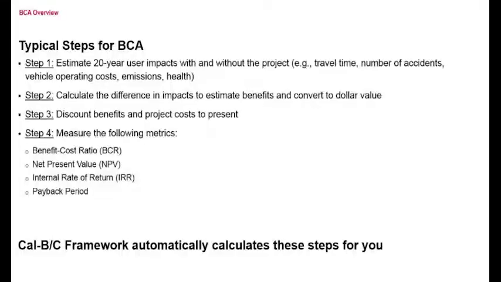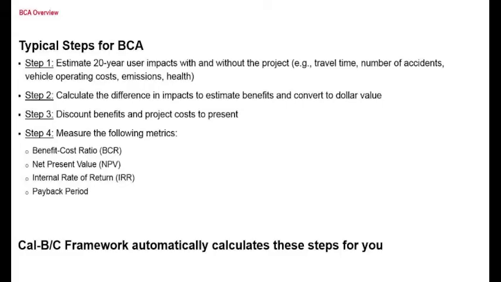The typical steps to conduct a benefit cost analysis: basically, you want to look at a length of time or a horizon. With CalBC, it looks at a 20-year horizon. And you want to compare your build versus your no-build scenarios. Step two is to calculate the difference in impact to estimate benefits and convert it into dollar values. Again, that's taking what you're trying to measure, quantifying it, and then converting it into monetary terms.